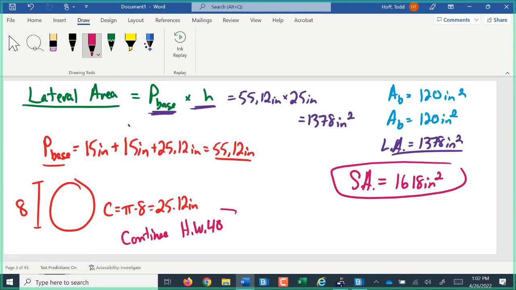Continue working on homework 40. So I should be able to do the surface area portions of those questions for some of the figures. We haven't talked about cones, pyramids, and spheres yet. That comes tomorrow. Don't look so happy to be anticipating that.